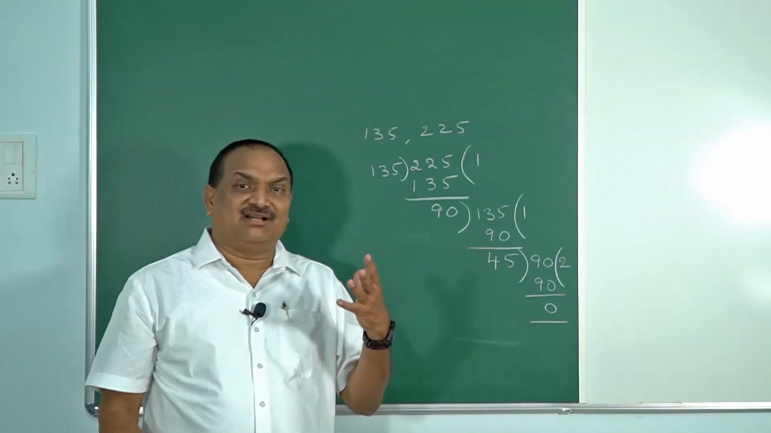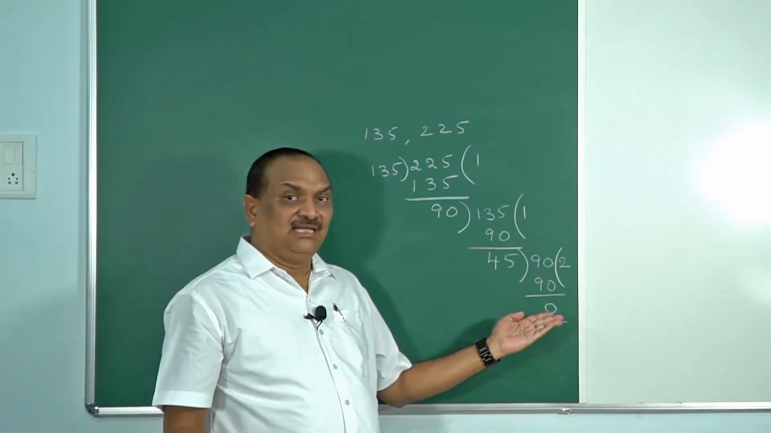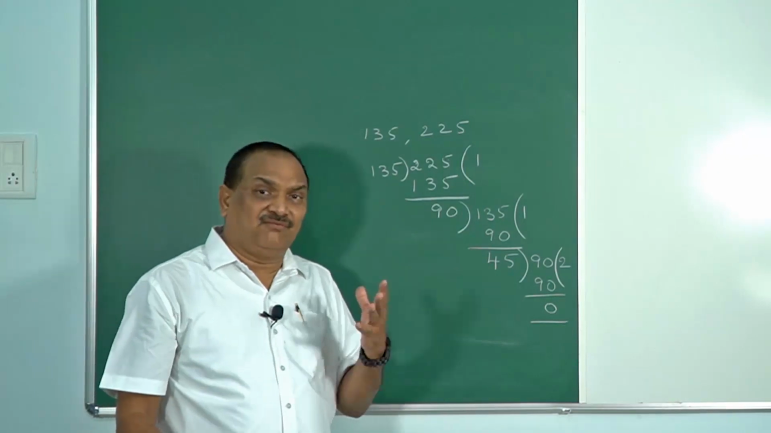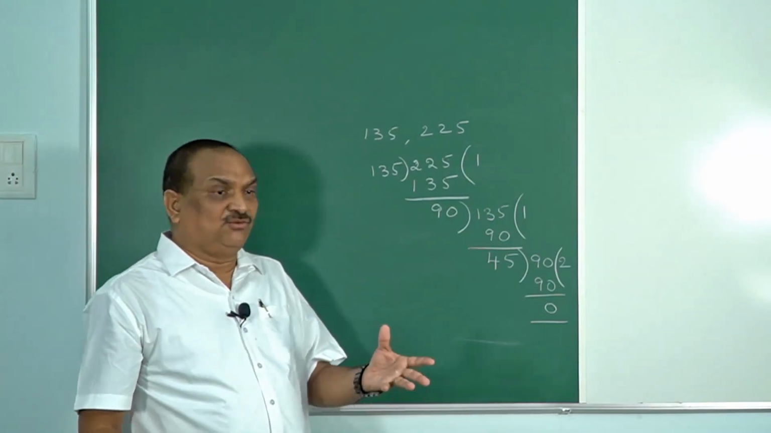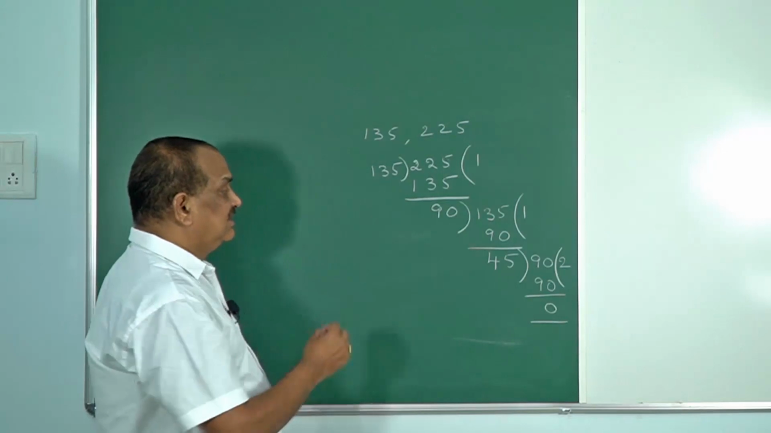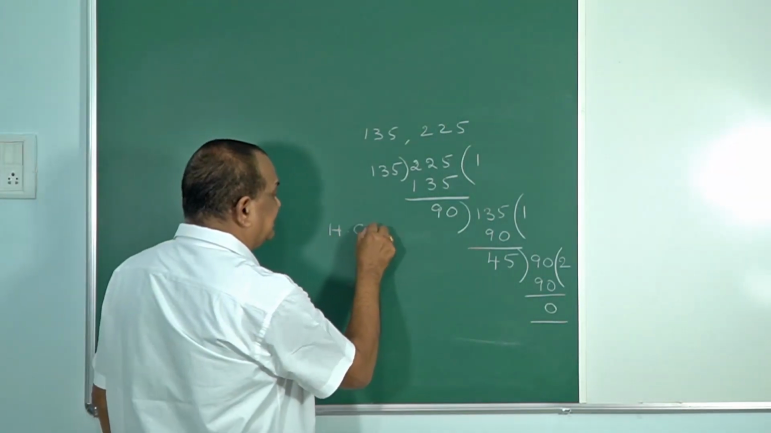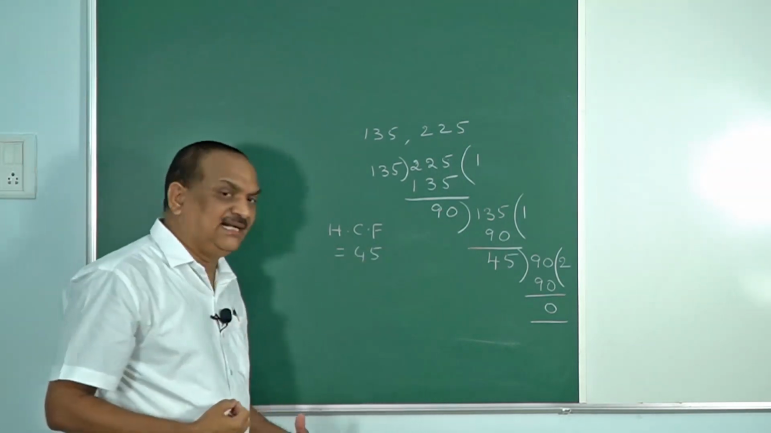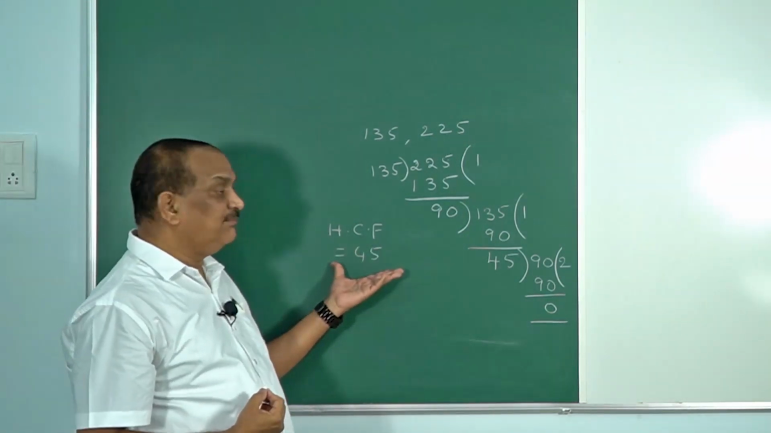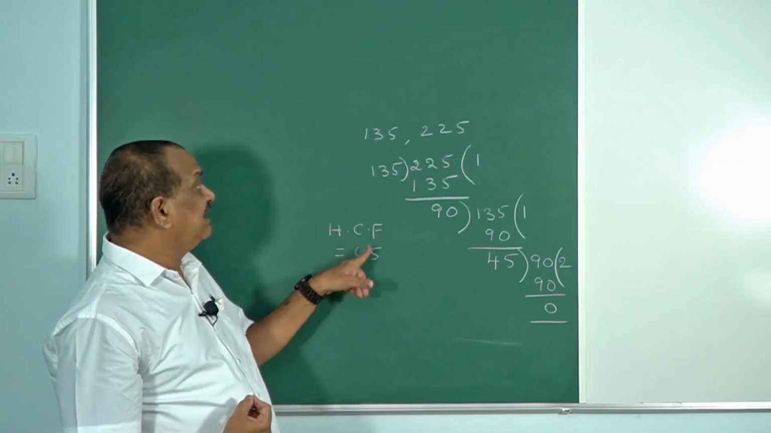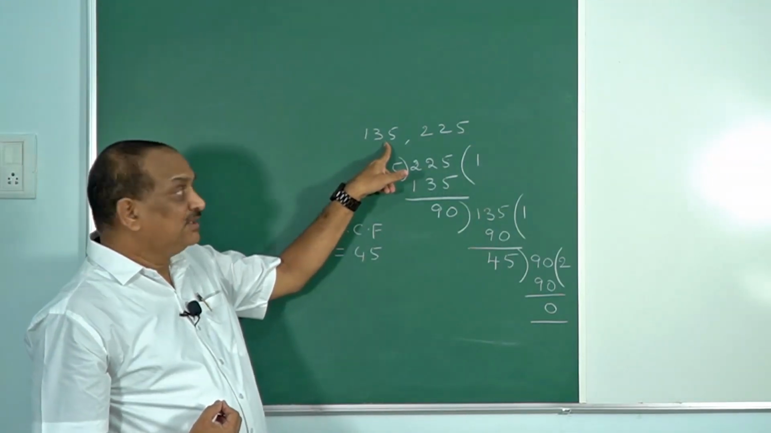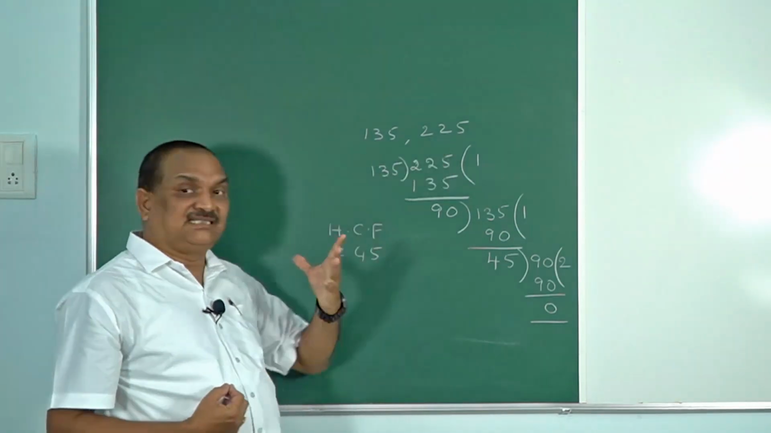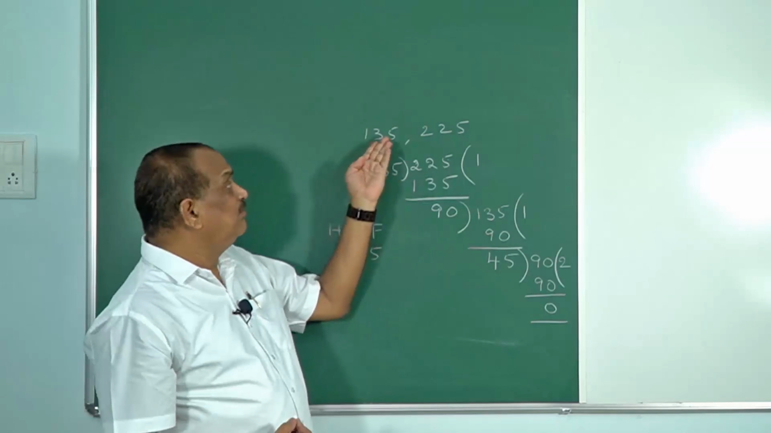How do I know that I have come to an end? Because this is 0 I got, and my procedure is over. I applied the algorithm of determining the HCF of two numbers, and this is the HCF. So I can write here that HCF is equal to 45. But if you want to understand what we exactly mean by this, 45 times 3 is 135, and 45 times 5 is 225. 45 is the biggest number that goes in both of them.